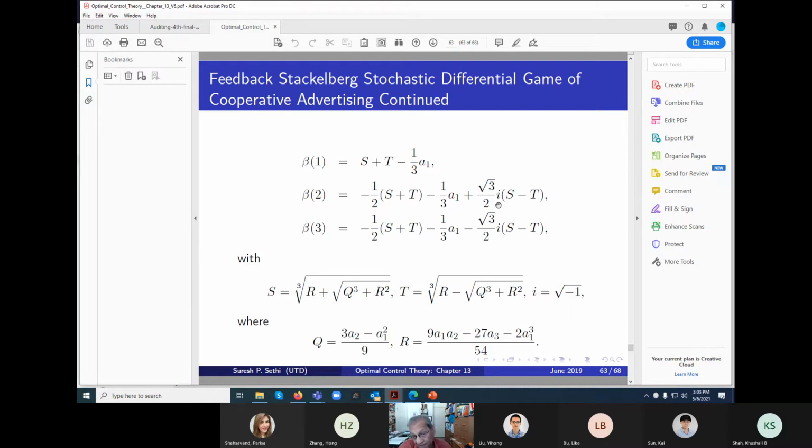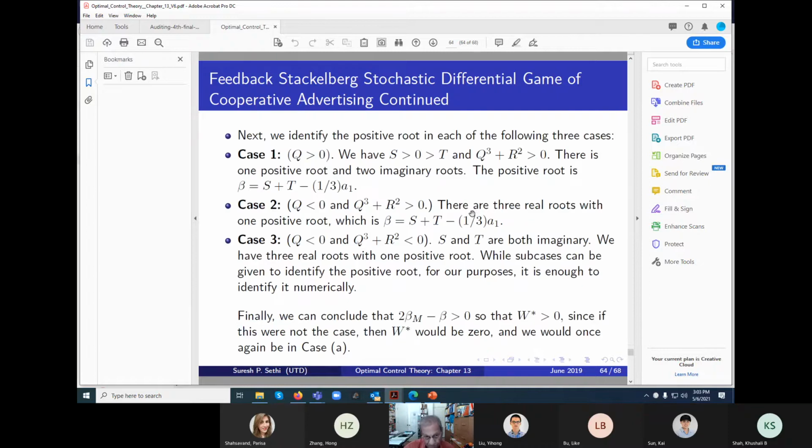This is imaginary number I, square root of minus 1. But we don't know a priori which one will be real, which one will be unreal. But if it's imaginary, they come in pair. So if one is imaginary, the other one will also be imaginary. Okay. So there's a lot going on here.